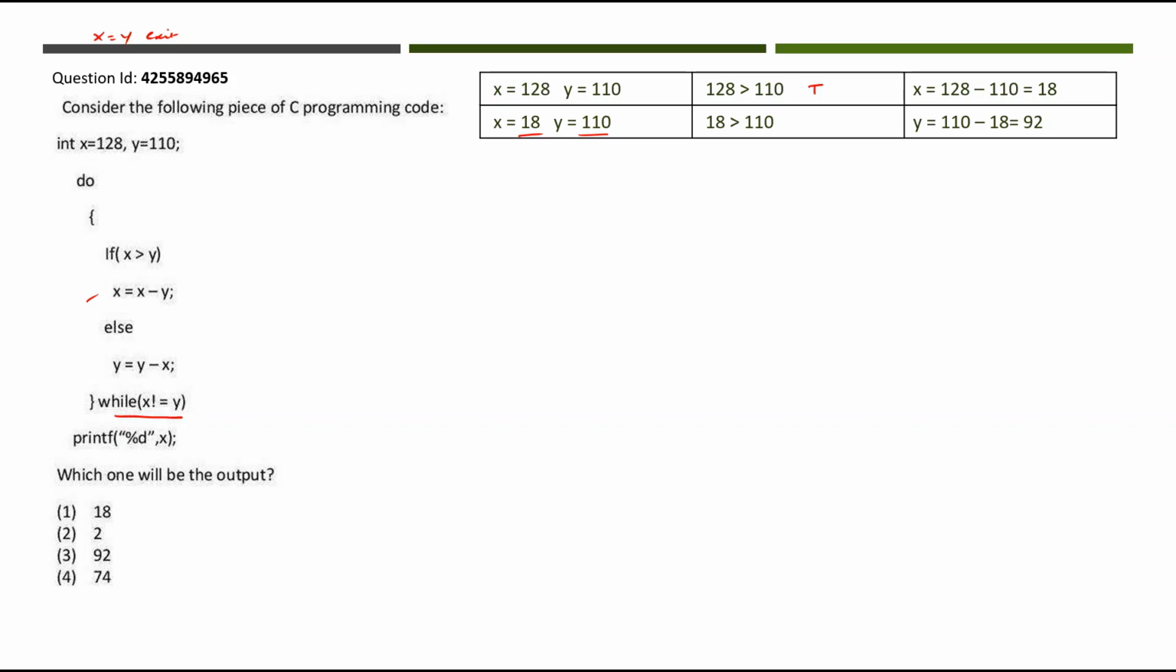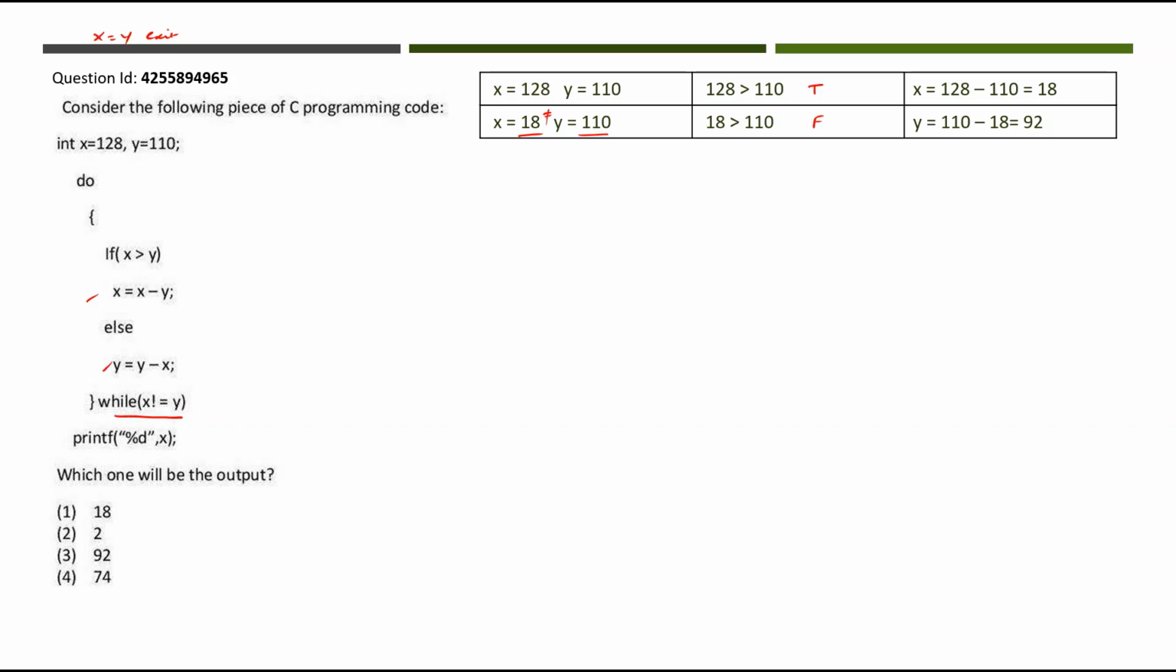x is not equal to y. So it will once again check if x greater than y. Here 18 is not greater than 110. So this condition is false. Then automatically the else part will be executing here. y = y - x. y = 110 - 18, which is equal to 92.